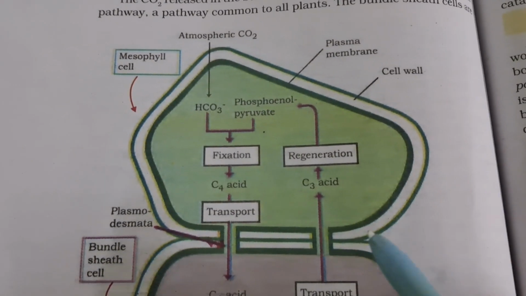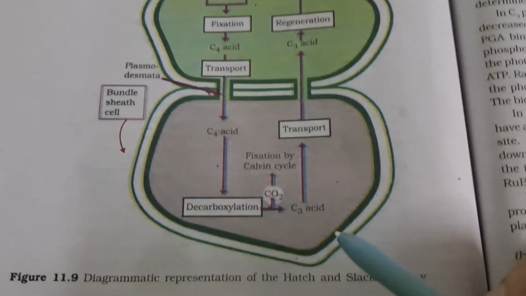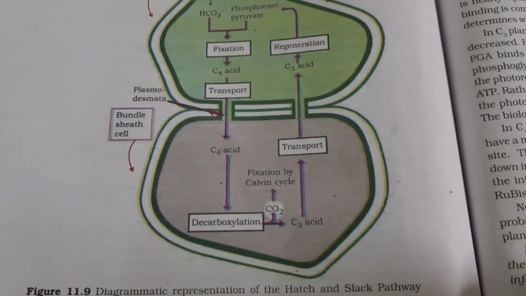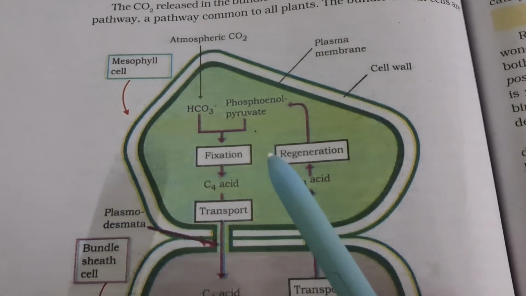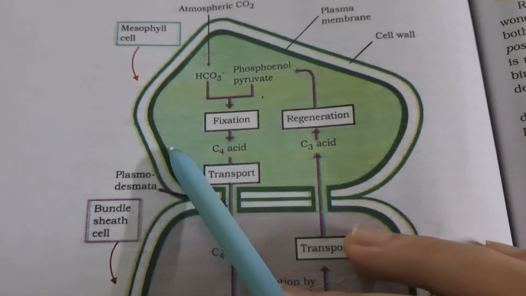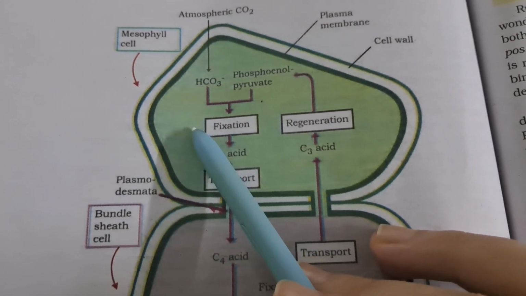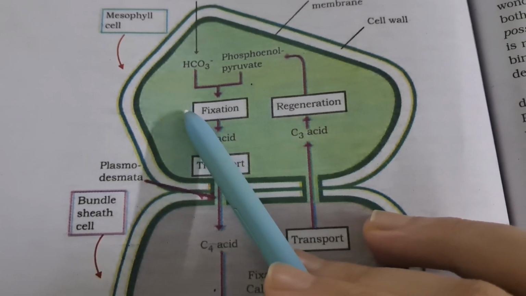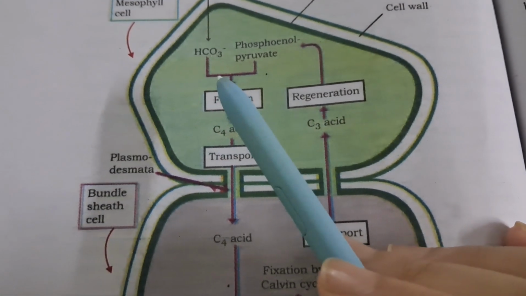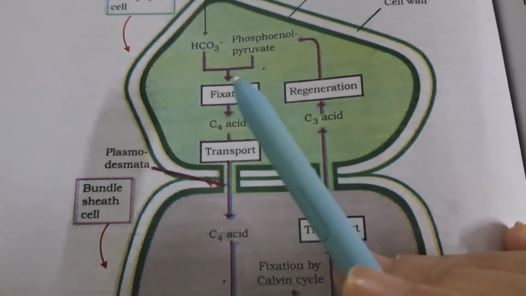Now we have this diagram in the NCERT textbook. It is according to the new NCERT, so you need not worry. And here they are showing two cells. One is the mesophyll cell and the other is the bundle sheath cell. In the mesophyll cell, as I said, the primary CO2 acceptor is a 3-carbon molecule, phosphoenol pyruvate, which is known as PEP.